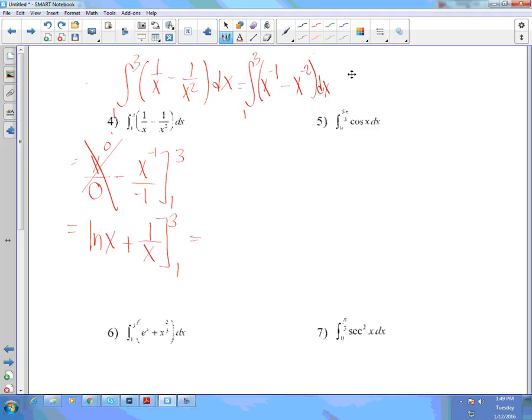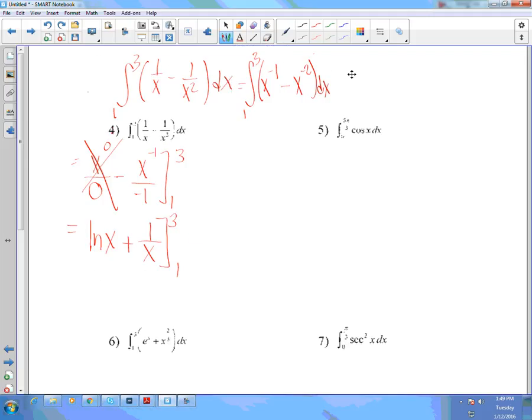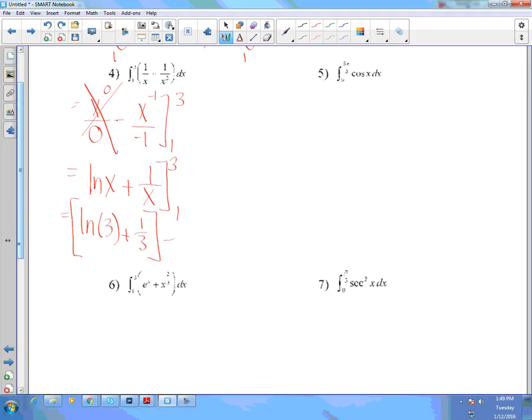It's much better to go vertical. So first we plug in 3. Natural log of 3 plus 1/3. Make sure the first one doesn't really matter if it's bracketed, but the second group has to be bracketed because we're subtracting everything. Natural log of 1 plus 1 over 1.